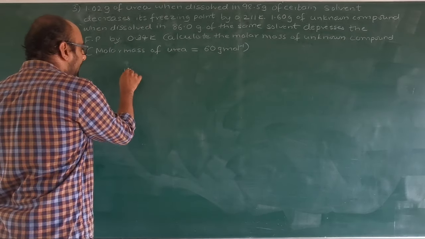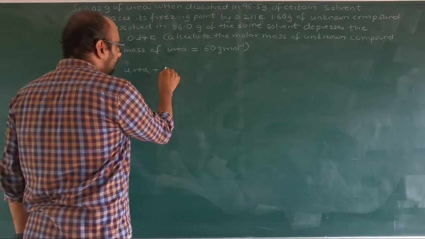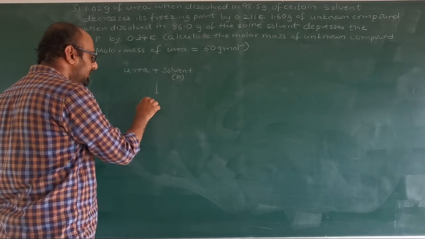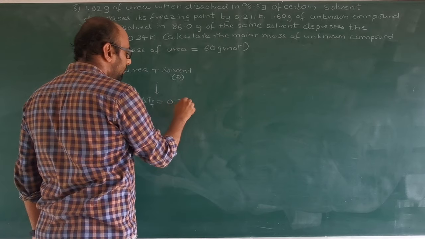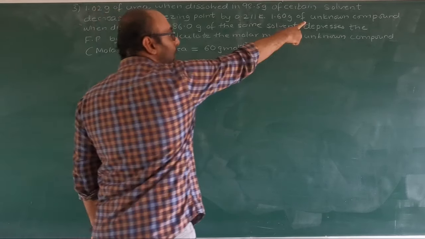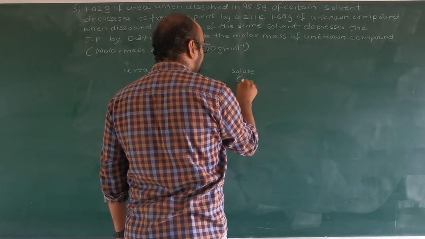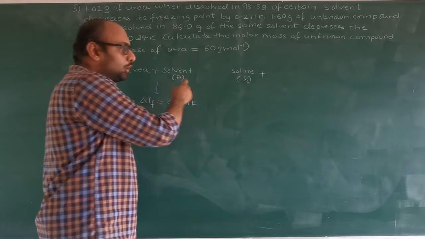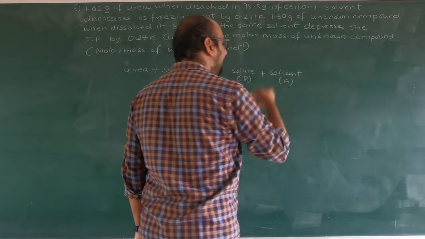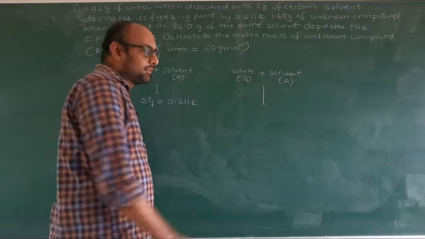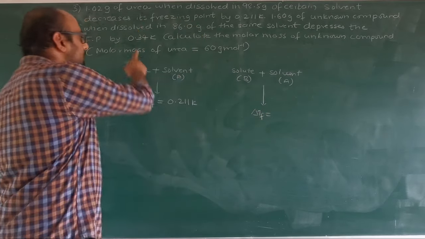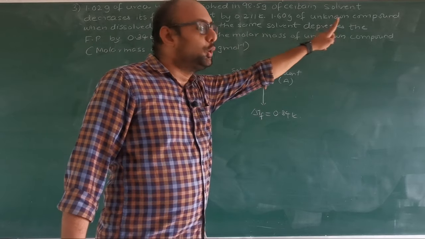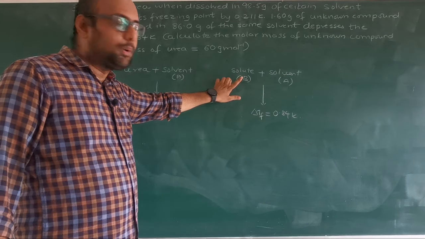So in the first solution, we have urea, which is the solute, added to a solvent. Let us call it solvent A. It decreases the freezing point by 0.211 K. In the second solution, we have unknown compound as the solute. Let us call it B. An unknown solute is added to the same solvent A. Here also freezing point decreases. Here delta TF is equal to 0.34 Kelvin. What you have to calculate? Calculate the molar mass of the unknown compound, the unknown solute.